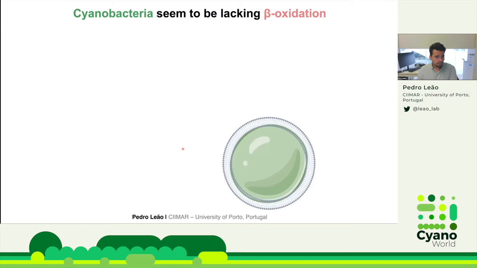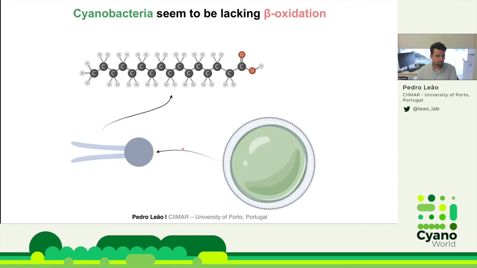One particular thing about cyanobacteria that is kind of cryptic in the literature is that they seem to be lacking a beta-oxidation pathway.